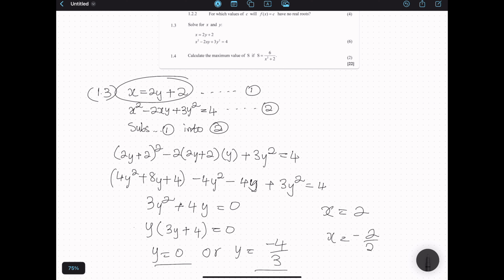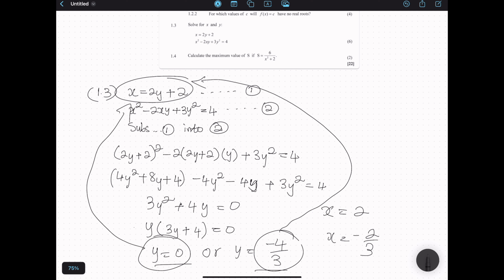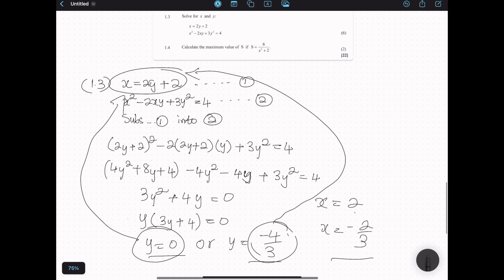Just put it there. You take this, you substitute it here. Then you take this, you substitute it here. You can see when you put y as 0, you are left with 2. Then when you put this minus 4 over 3 here, you will see that you're going to have this minus 2 over 3. So that is that question.